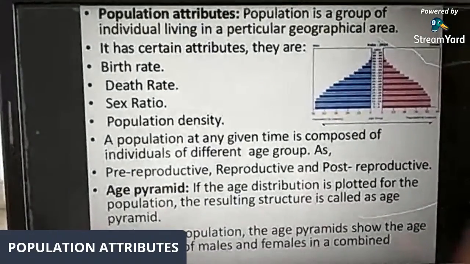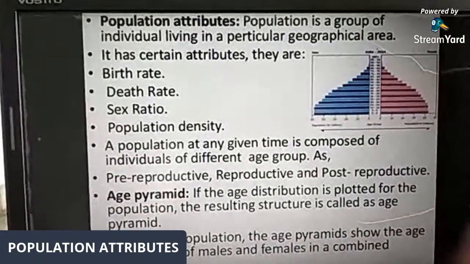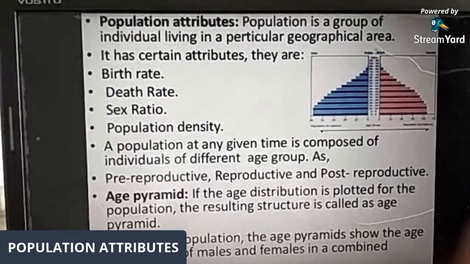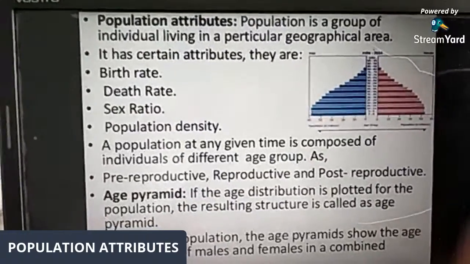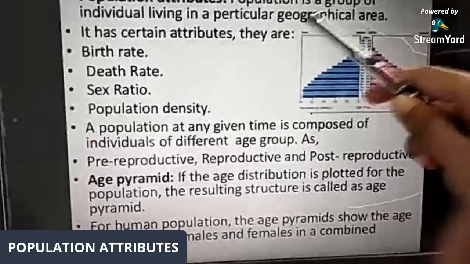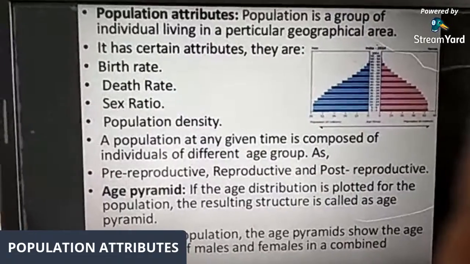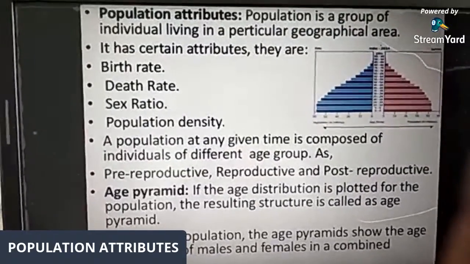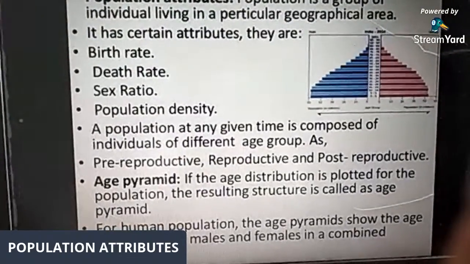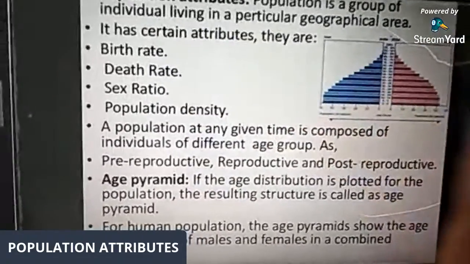Okay. So first, before starting the topic, you should know the meaning of population. We have already discussed what a community is, and the basic difference between population and community. So I am repeating again: a population is a group of individuals living in a particular geographical area. It is a group of the same individuals belonging to the same species. That's called the population. It has certain characters, features or attributes.